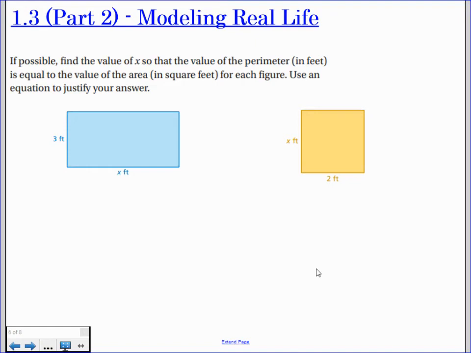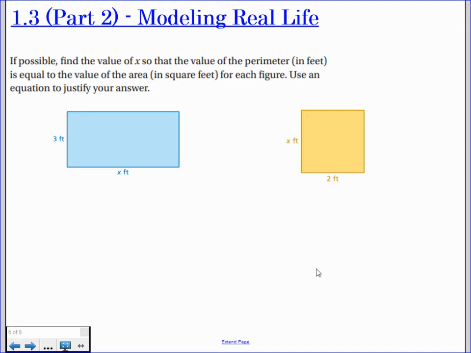Today we're going to be looking at section 1.3 again, so we're going to be sticking with equations with variables on both sides. But today we're going to be looking at some modeling real-life problems. So these problems are going to be solving some actual problems that you might encounter out in the real world. So let's go ahead and get into things here.